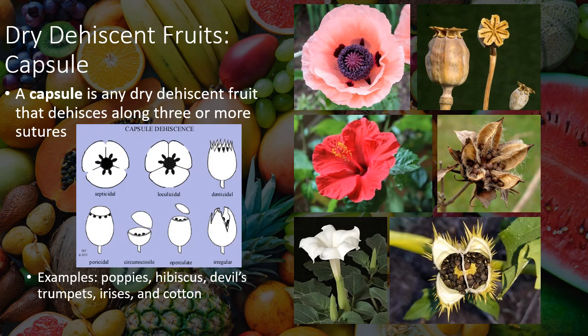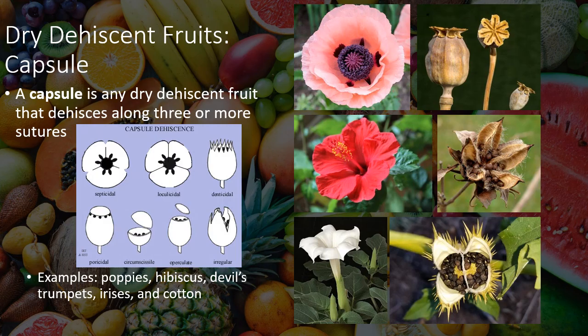On the very top pair of images, we have poppies. And by comparing the dried fruit of the poppy to our chart, we can see that a poppy has a poricidal capsule. It has these tiny little windows that open up along the top of the ovary, just underneath the dried up stigma of the flower, and the seeds are free to shake out of there like a baby rattle.